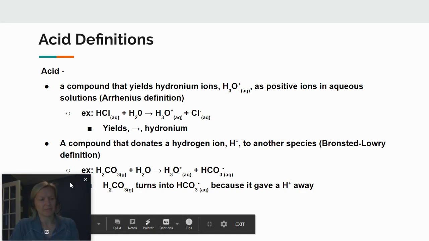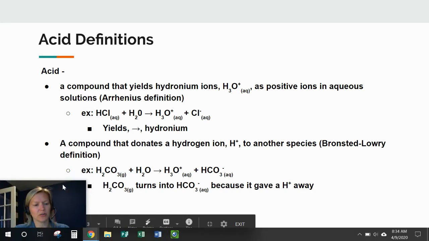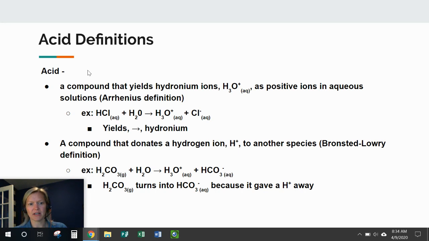So we've got a couple examples here, which you're going to be doing in your notes. An acid, we've got a couple definitions of acid. They're both listed here, and you do need to know these. A compound that yields hydronium as a positive ion in an aqueous solution is an acid. So if you end up with a reaction where it yields hydronium, that's an acid. Another definition is it donates a hydrogen ion.